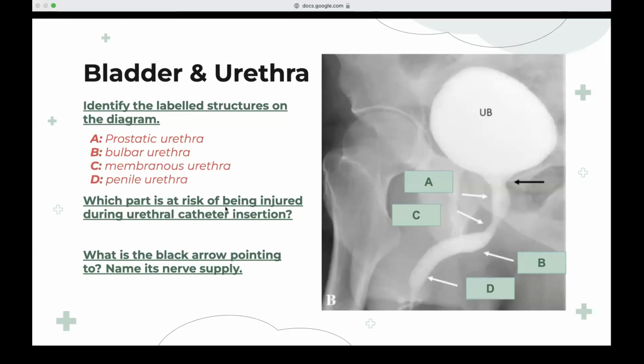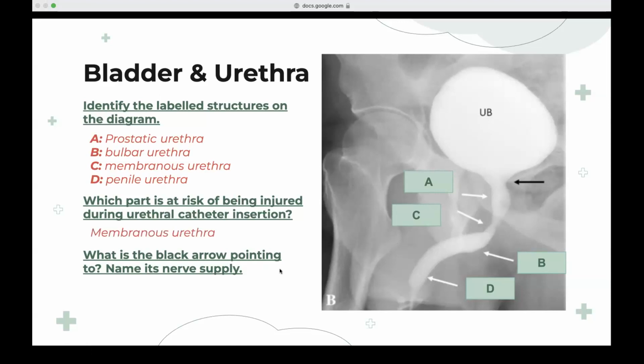Which part is at risk of being injured during urethral catheter insertion? The membranous part, it's the shortest. What surrounds the membranous part? Does anyone remember? It's a muscle that forms the external urethral sphincter. It surrounds the membranous part.